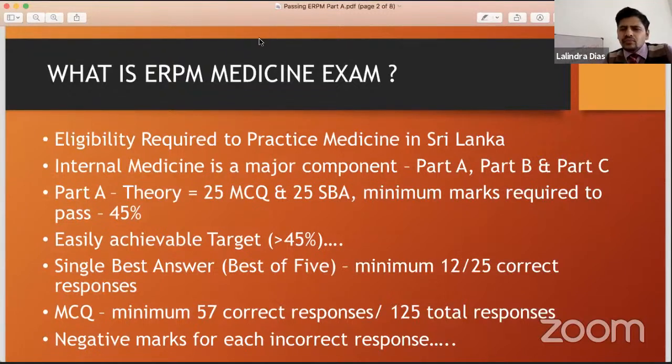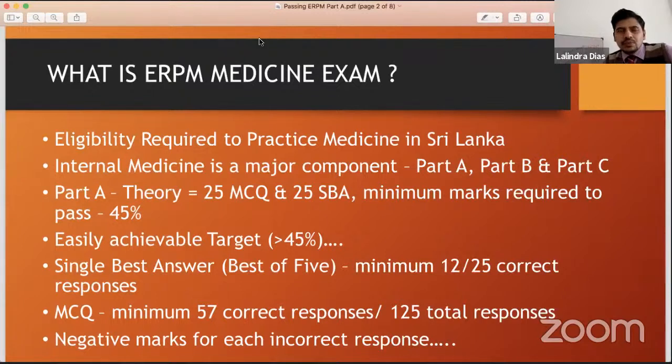We make it a palatable subject for all the students, and we make it a definite passable subject for all the students. Internal medicine is questioned in part A, your theory component, the MCQ and SBA paper; part B, the long case and short case; and part C, your Viva. In all of that, medicine is tested, so you can understand what an important subject internal medicine is.